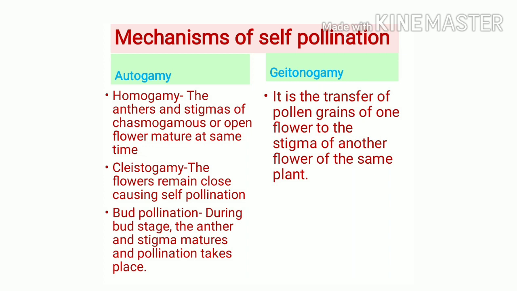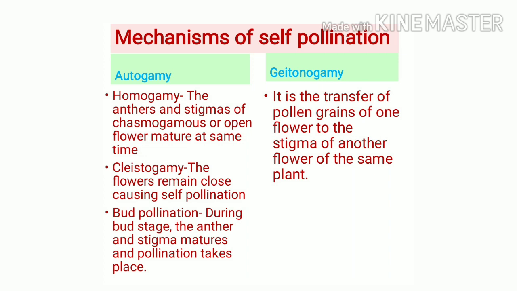Now here the flower adopts different kinds of mechanisms. For example, the length of the filament of the anther increases in size to reach the stigma, or the gynoecium or the style bends to the anther. So this kind of mechanism can be seen in a homogamous flower in self-pollination.